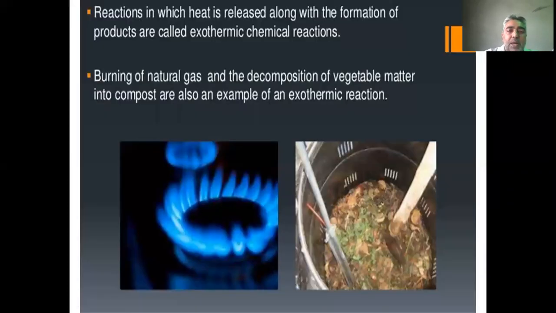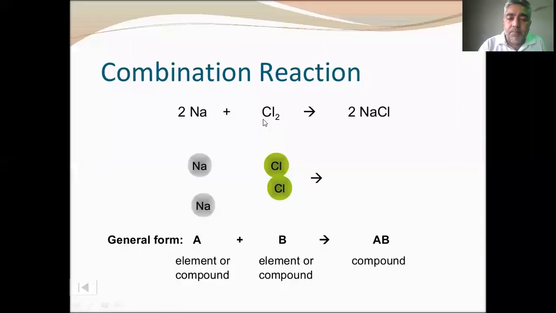Reactions in which heat is released along with the formation of the product are called exothermic reactions. Burning of natural gas and decomposition of vegetable matter into compost are examples of exothermic reactions, in which heat is released along with the formation of product. The reaction in which heat is evolved.